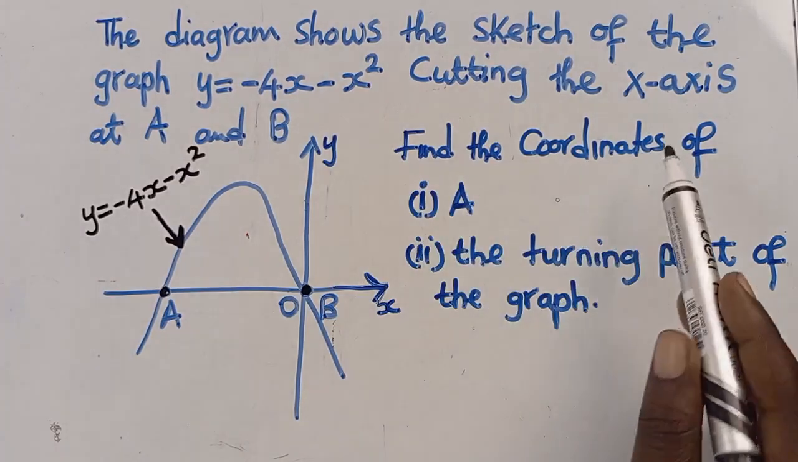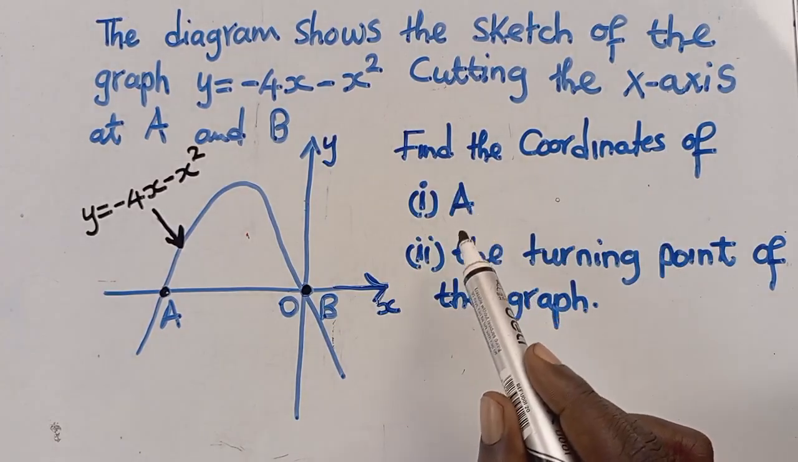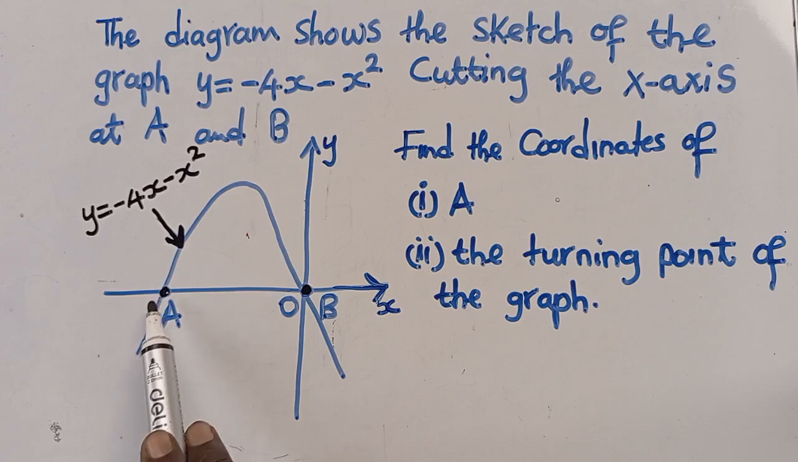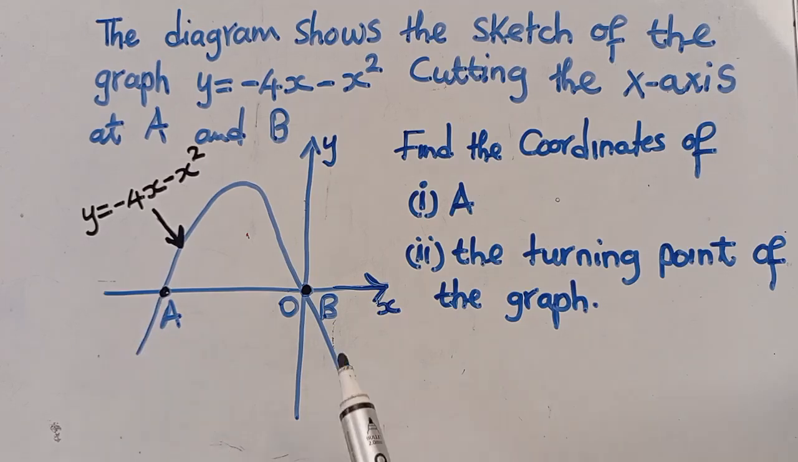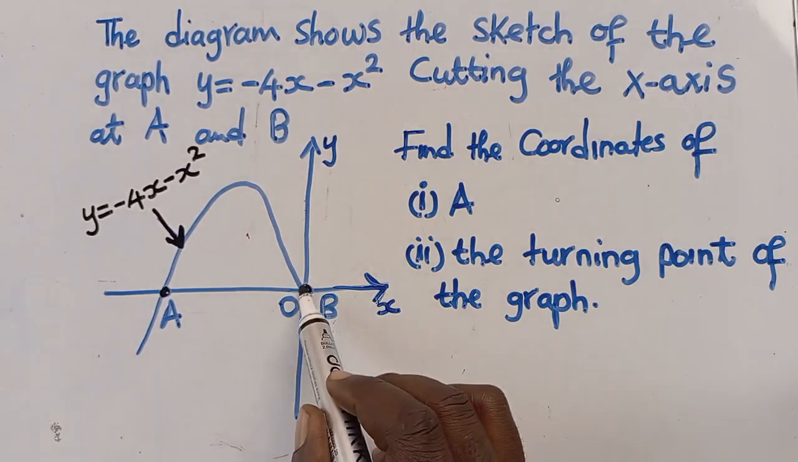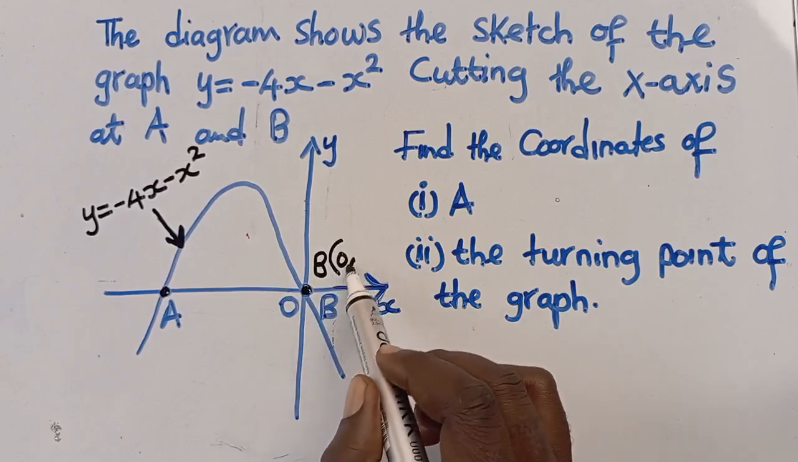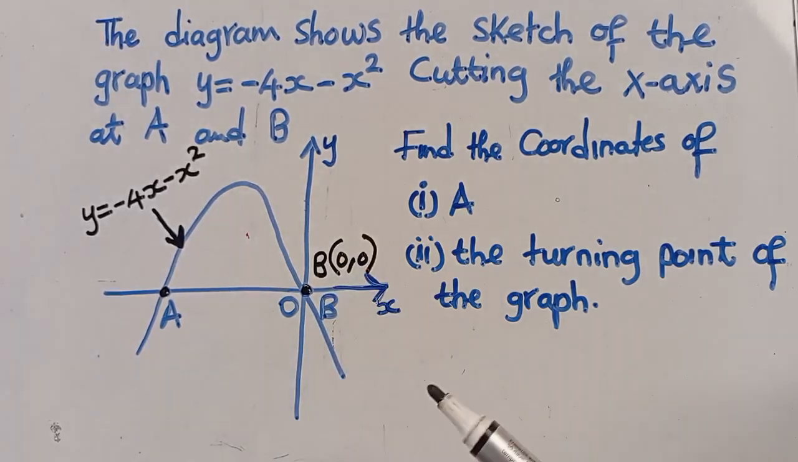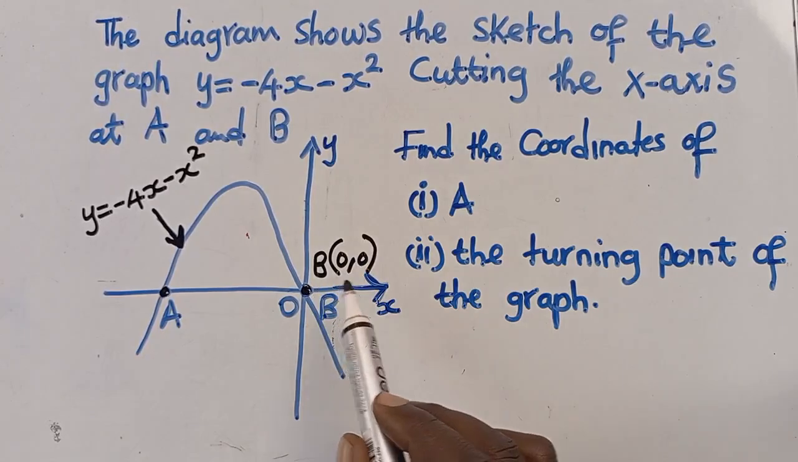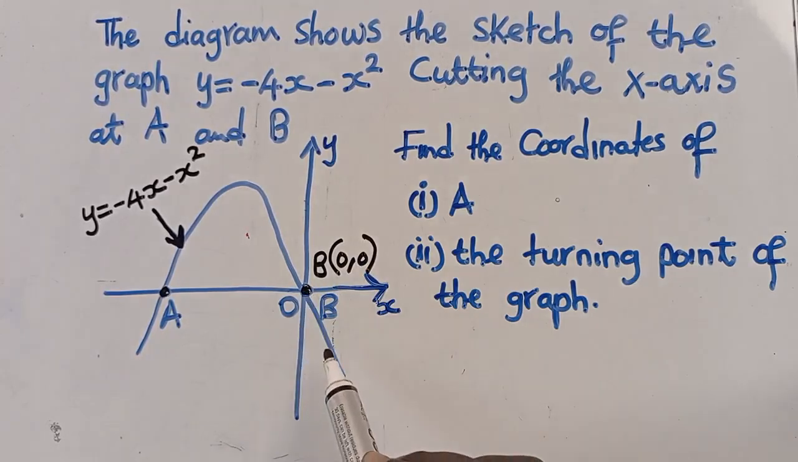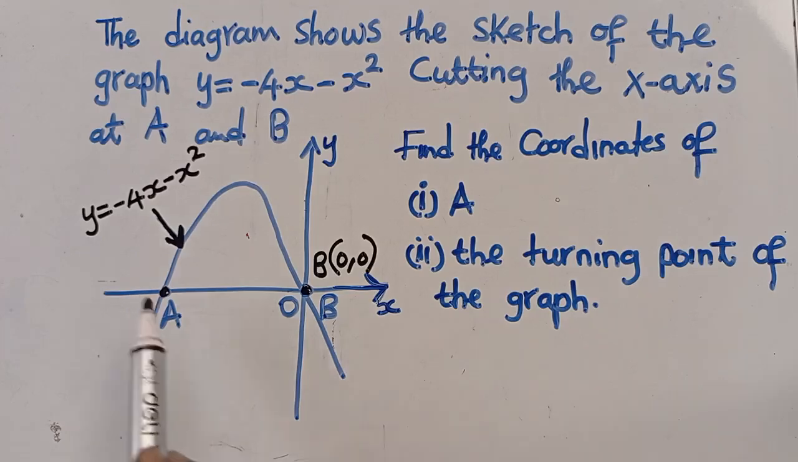Find the coordinates of A. The first question that is given, find the coordinates of A. The reason why they have not told us to find the coordinates of B is because this is the origin. So the coordinates for B is what? 0, 0. We are done. So this is the reason they didn't tell us to find the coordinates here. But they are interested in finding the coordinates at A. So how then can we find the coordinates at A?